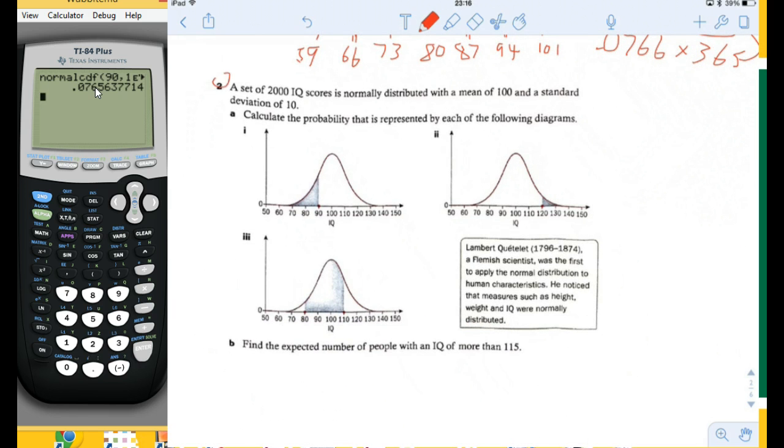Number 2. A set of 2,000 IQ scores is normally distributed with a mean of 100 and a standard deviation of 10. Calculate the probability that is represented by each of the following diagrams. Okay, so 100 is the mean, standard deviation of 10, and these are just like 3 different distributions.